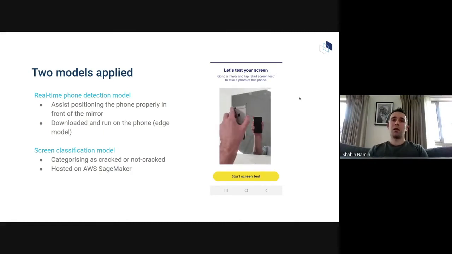Another model lives on Amazon SageMaker, and it's a model that looks at the photo taken from the front camera of the phone and tries to classify the phone as either cracked or not cracked and healthy, so it is eligible to apply and get insurance.